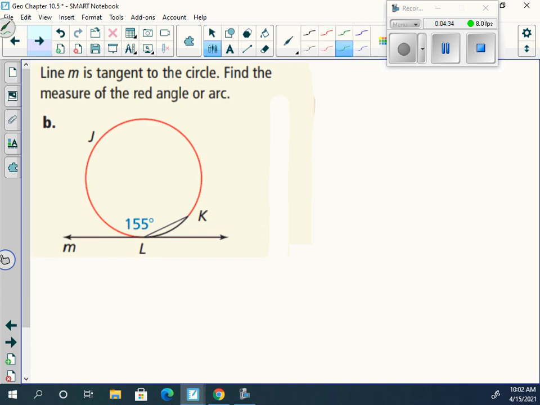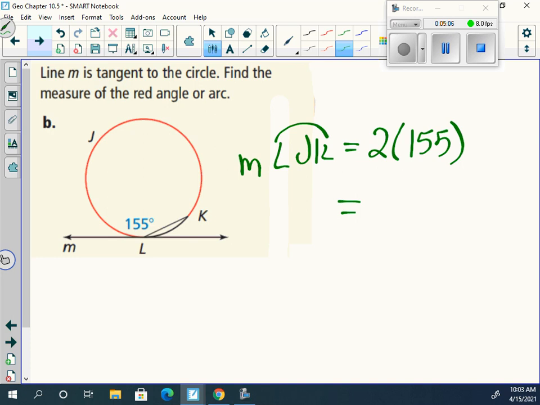All right, let's look at the next one here. Now this one, they gave us the angle of 155 degrees, and we want to find its arc. Well, we know that the angle is equal to half the measure of the arc, and the arc is equal to twice the measure of the angle. So for this one, if I want to find the measure of arc LJK, I have to take our angle and multiply it by 2. So we would do 2 times 155.